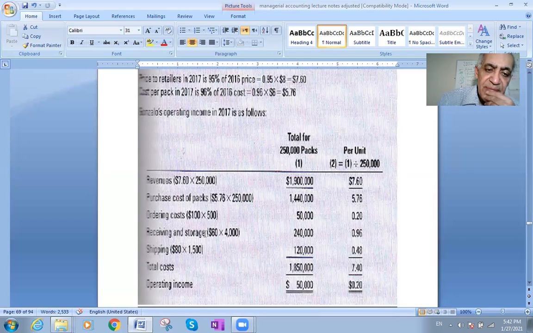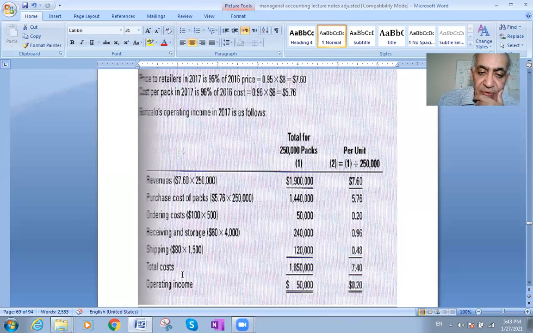The receiving and storage cost is $60 and we have 4,000 units. All of the receiving and storage, like inventory holding and acquisition costs, comes to $240,000. Divided by 250,000 per unit, that gives 96 cents of storage cost per unit. Shipping, like loading and unloading until it reaches the final destination, costs $80 for 1,500 units, which is $120,000. Per unit, that gives 48 cents.